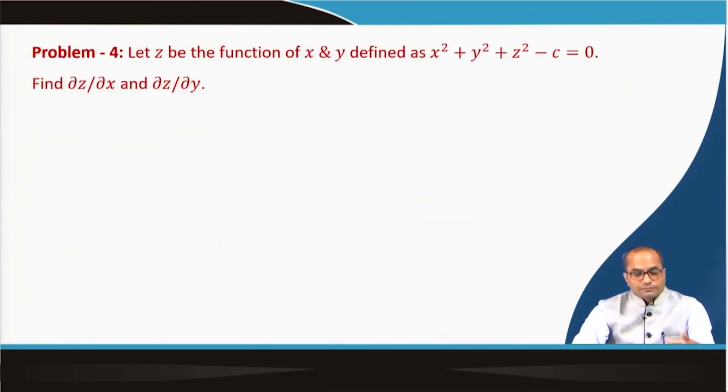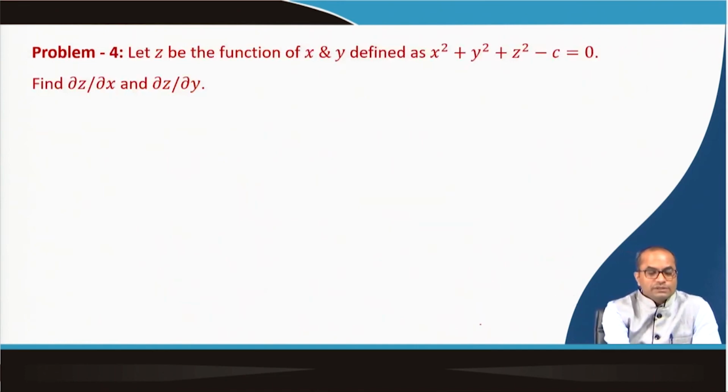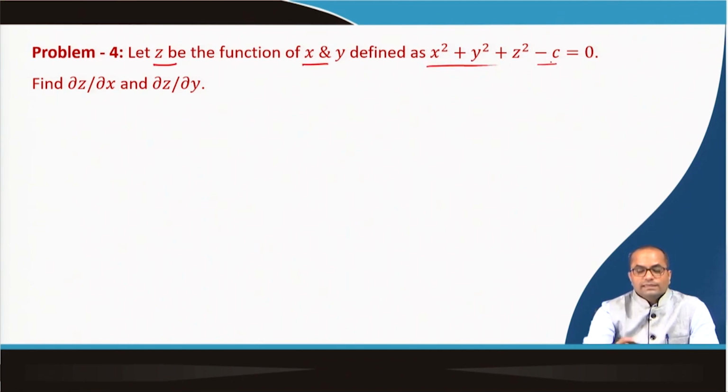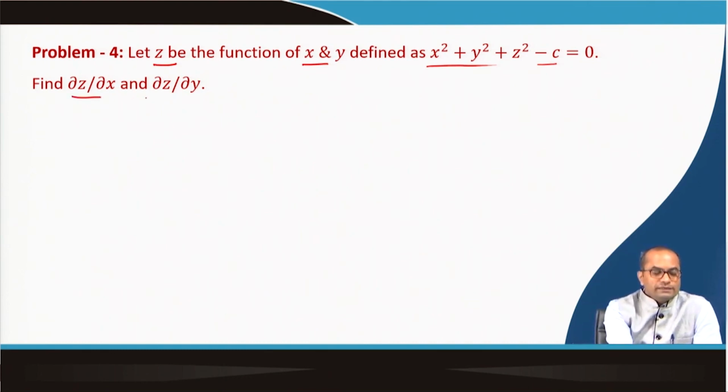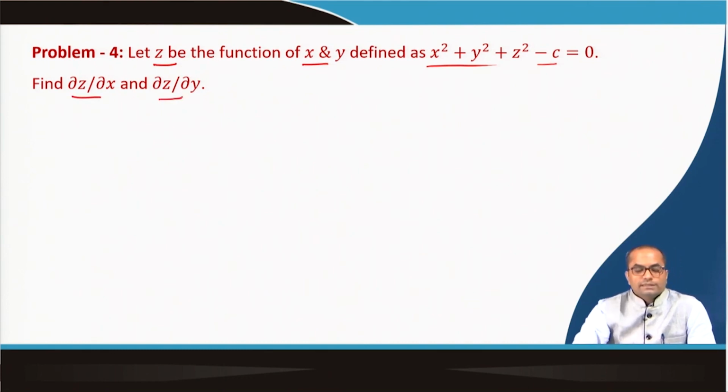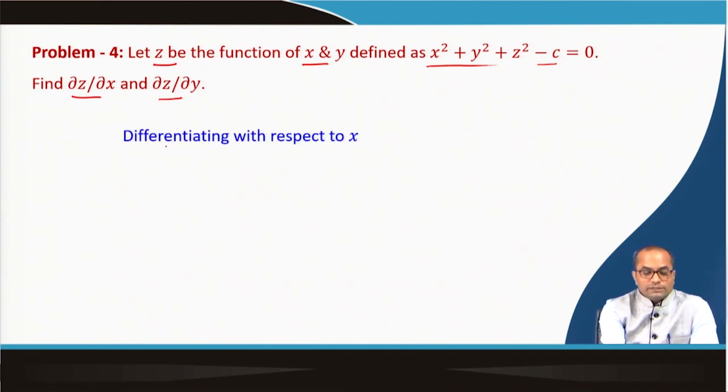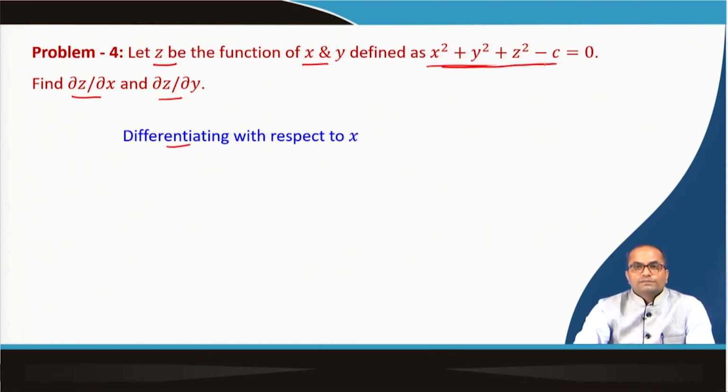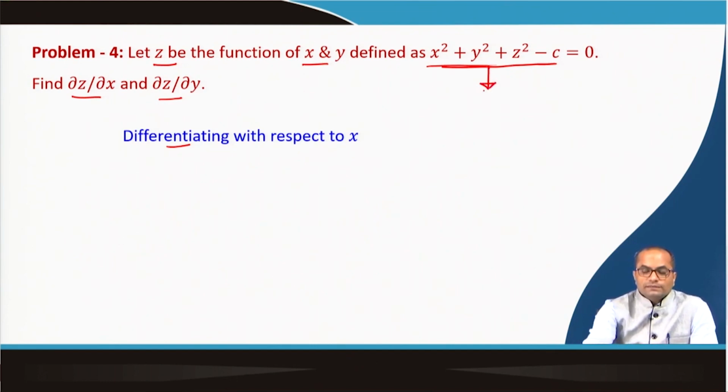So, let us go through one example. If z is a function of x and y and this is defined implicitly as x square plus y square plus z square minus some constant equal to 0, we need to find del z over del x and del z over del y. So, it is simple, no need to remember all those formulas which I have just mentioned on the previous slide. We can directly differentiate the given implicit relation.